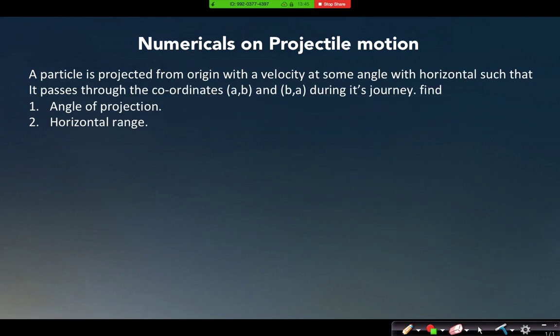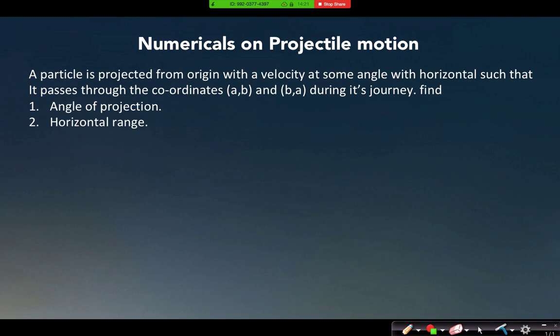Now this one is also a simple question. Could you solve this question at home? Yes, sir. Okay, so let me just tell you in brief the solution of this question. It says a particle is projected from the origin with a velocity at some angle with the horizontal such that it passes through the coordinates (a, b) and (b, a) during its journey. You need to find the angle of projection and the horizontal range.